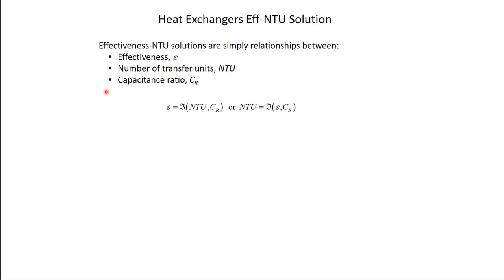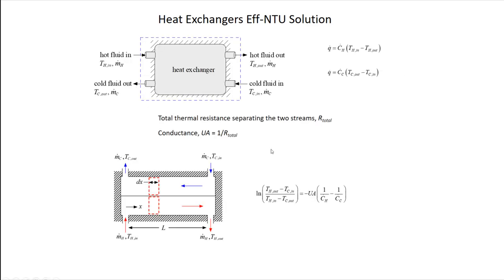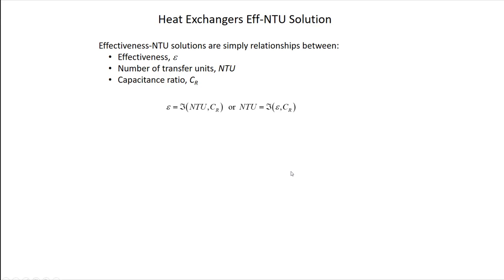So if I take these three equations and do algebra, I can put them into a form which is just an algebraic relationship between effectiveness, NTU, and capacitance ratio for a counterflow heat exchanger, right? If I had a different equation here for a parallel flow heat exchanger, I'd get a different relationship, but it would still be a relationship between effectiveness, NTU, and capacitance ratio, and that's what an effectiveness NTU solution is, right? So it's some kind of a relationship between these dimensionless parameters.